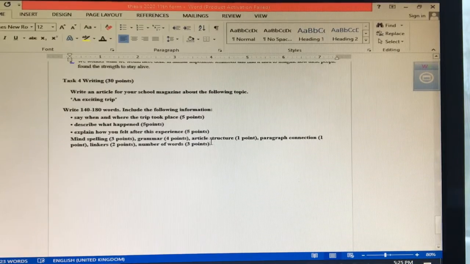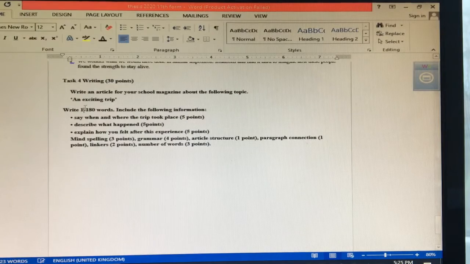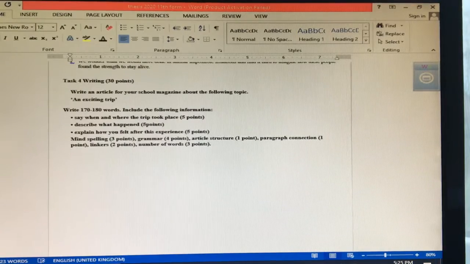And again, so number of words, it's really important to have 140, but maybe I would write here 170 to 180 would be for 3 points. And then if they have less, every 20 words makes less 1 point. And you give them space to work.